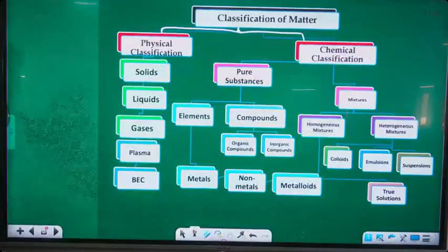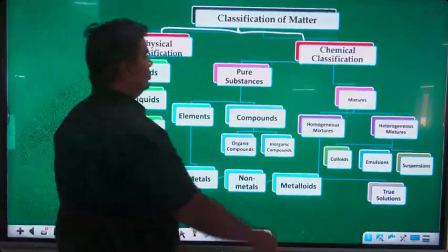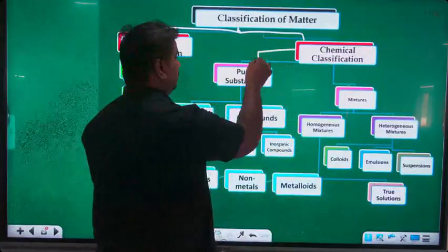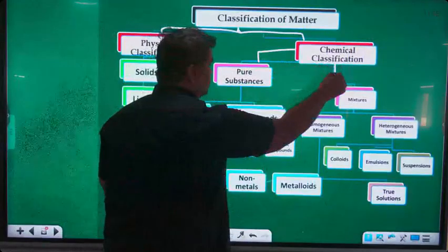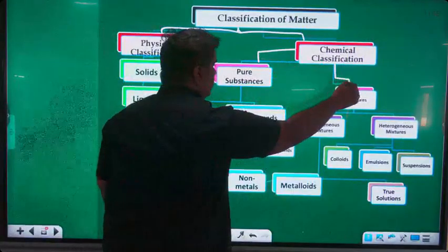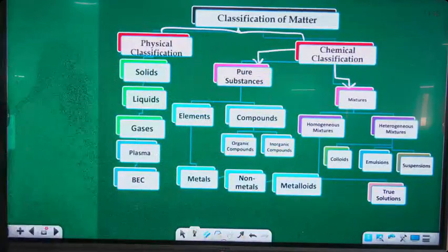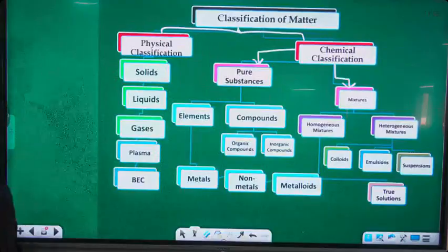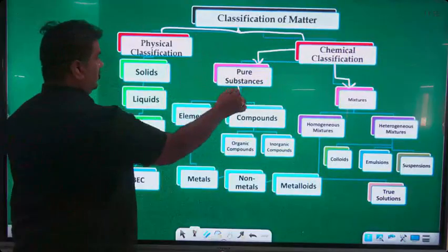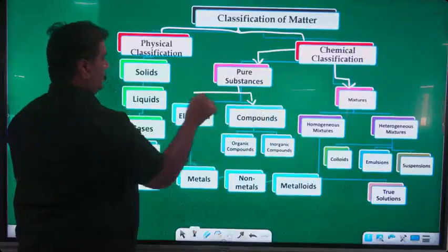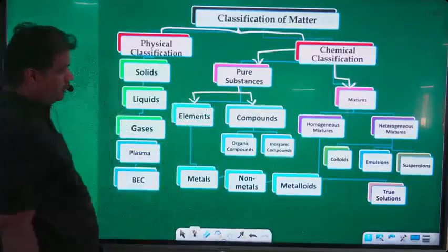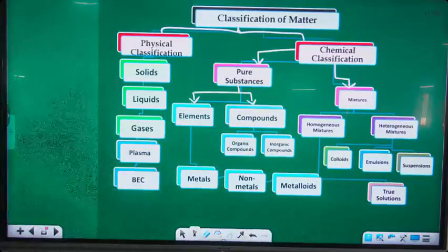Then chemical classification, again we have got 2 things. One is pure substances and the other one mixtures. Then pure substances, again we have got 2 things here. One is elements, other one is compounds.